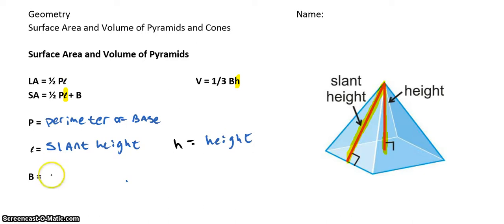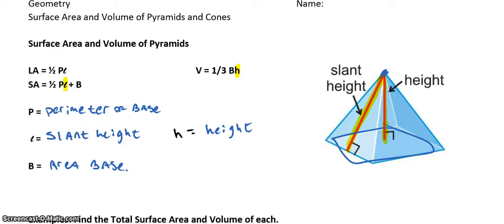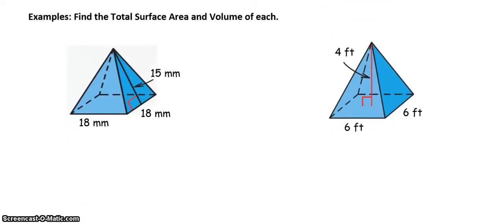And B is still the area of the base. The only difference is here we only have one base because the top comes to the point at the vertex. So it's no longer 2B but just 1B because there's only one base. Alright, so those are the pieces. Let's go ahead and apply it and get this done.